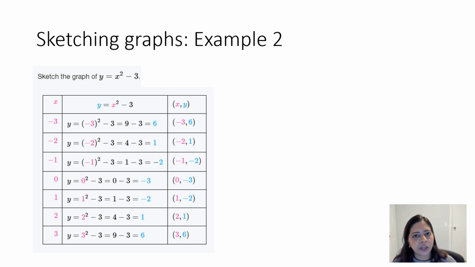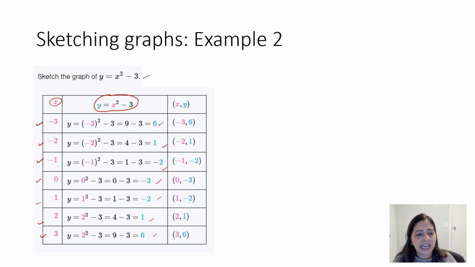Normally I said you're supposed to take 5 to 6 points, but here we have 7 points. So 3 negative x values, 1, 0, and then 3 positive. I chose the values -3, -2, -1, 0, 1, 2, 3. Corresponding to these x values, you compute the y values by plugging them into the given equation. That's all done for you, and you can verify these calculations. So you get y is 6, 1, -2, -3, -2, 1, and 6 corresponding to those points.